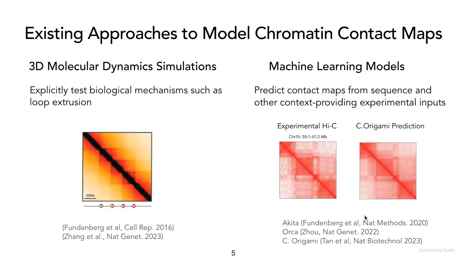Now, the way they do that, though, is they map a one-dimensional sequence into a two-dimensional contact map through a much higher dimensional structure that is really hard to interpret. So we cannot really map how biological mechanisms might be affecting the contact map formation.